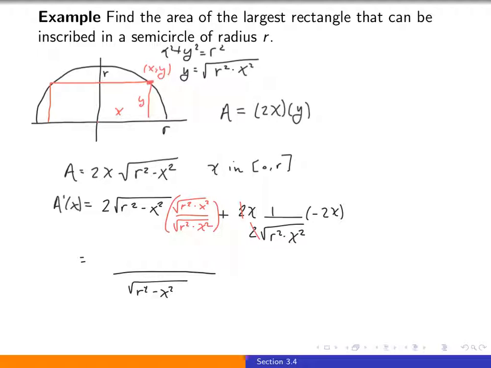And in terms of what's in the top, well, we're going to have 2 multiplied by, well, the square root of r squared minus x squared times the square root of r squared minus x squared. The square root goes away. And then we are subtracting away what's in the top of the second term. So that would be minus 2x squared.